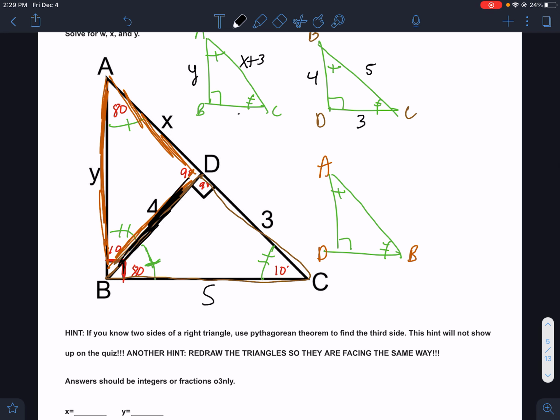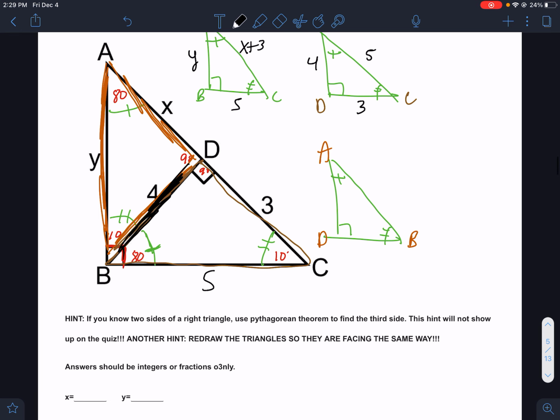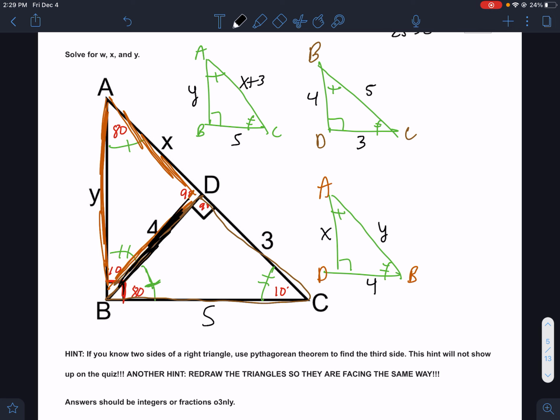I can actually put that on the big triangle now too. BC has to be 5. And then AB is Y. Oop, that's the wrong spot. Sorry. AB is Y. AD is X. And DB over here again is 4. So we are looking for situations where we can solve.